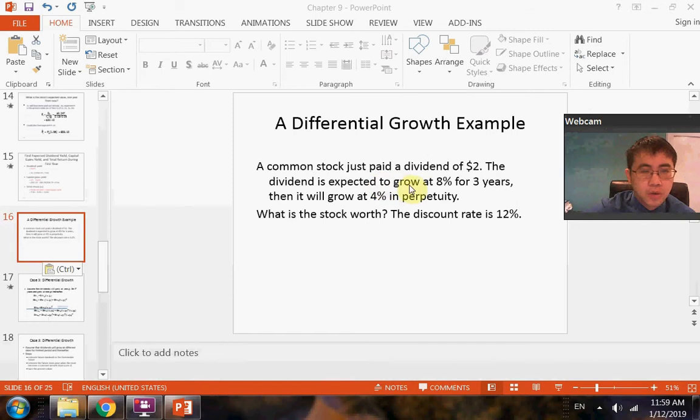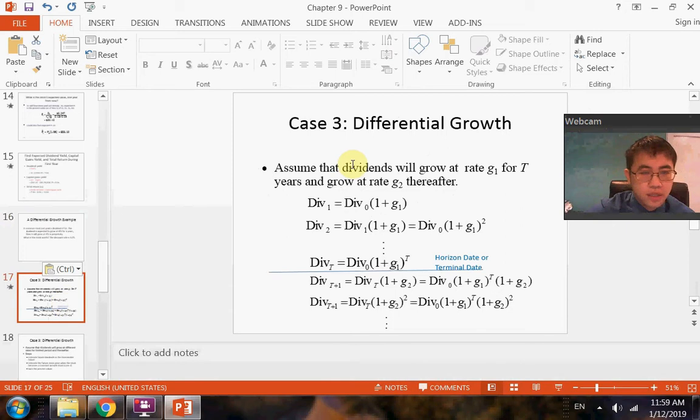The dividend is expected to grow at 8% for 3 years, then it will grow at 4% in perpetuity. So this is a different problem from the last ones, because we have two growth rates for the dividends. One lasts for 3 years and another lasts after the third year until perpetuity. So you still have a discount rate. You want to know what the stock is worth today. And in order to solve that problem, you need to use this different growth model. In this growth model, you have two growth rates, G1 and G2, and G1 lasts for a limited amount of years, for T years, and G2 lasts forever.